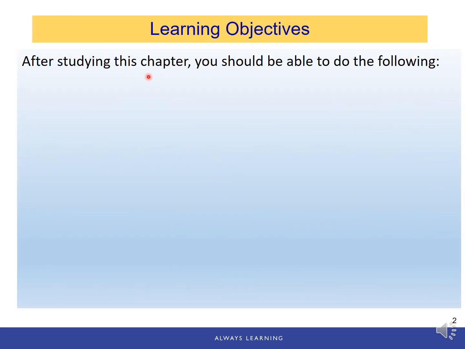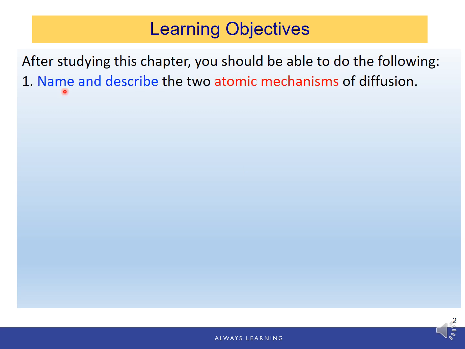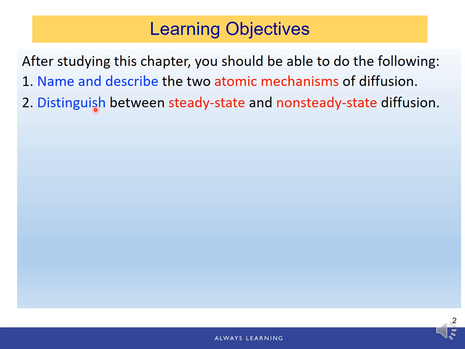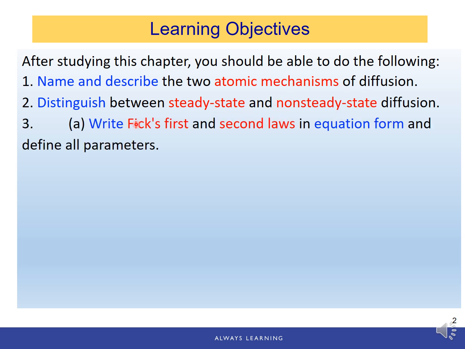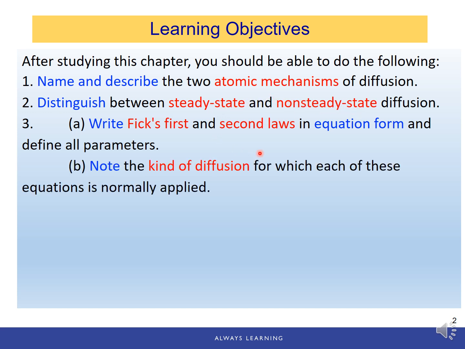After studying this chapter, you should be able to do the following. Name and describe the two atomic mechanisms of diffusion. Distinguish between steady state and non-steady state diffusion. Write Fick's first and Fick's second law in equation form to solve steady state and non-steady state diffusion respectively.